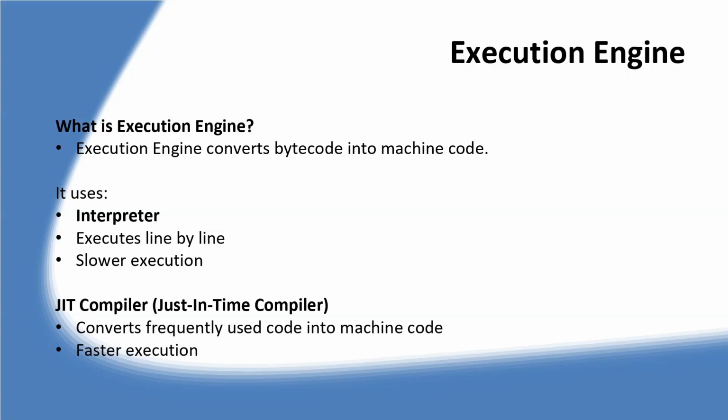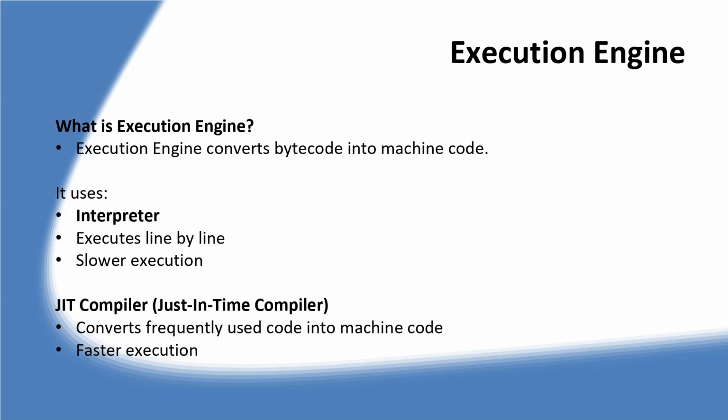The execution engine is responsible for running bytecode instructions. It uses two approaches. Interpreter reads bytecode line by line and executes it. The advantage is quick startup, but the disadvantage is slower execution.